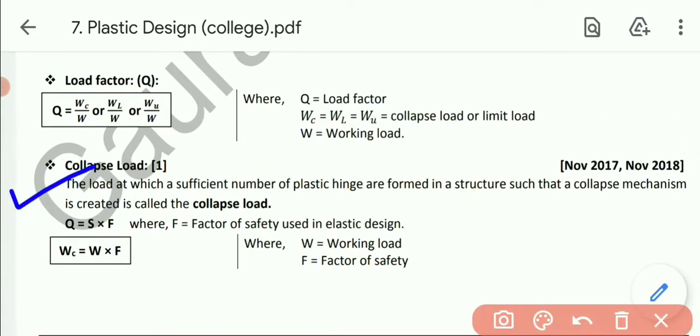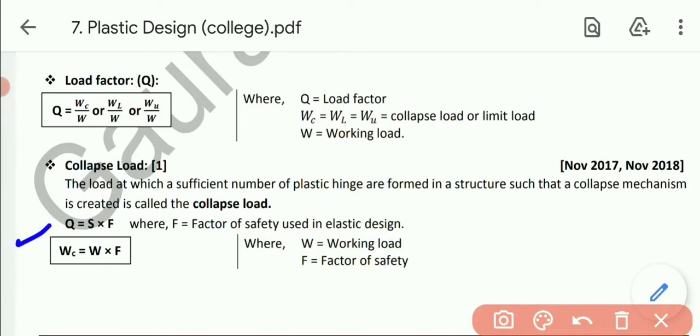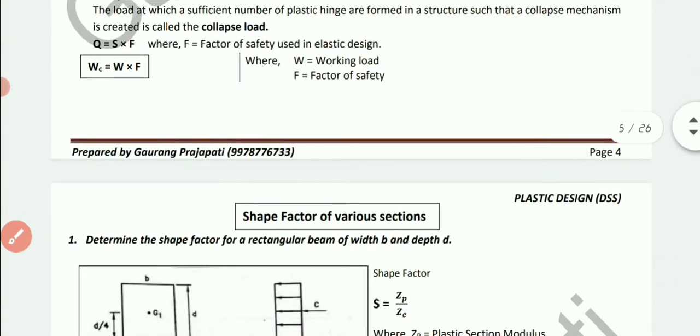So what do you mean by collapse load? Let's state the definition. The load at which a sufficient number of plastic hinges are formed in a structure such that a collapse mechanism is created is known as the collapse load. So at that load, plastic hinges are formed and those hinges create a collapse mechanism. That particular load is known as the collapse load. Say Q equals S cross F. So ultimately the collapse load formula will be W multiplied by F, where W equals the working load and F stands for factor of safety. Okay, so this is the theoretical criteria.